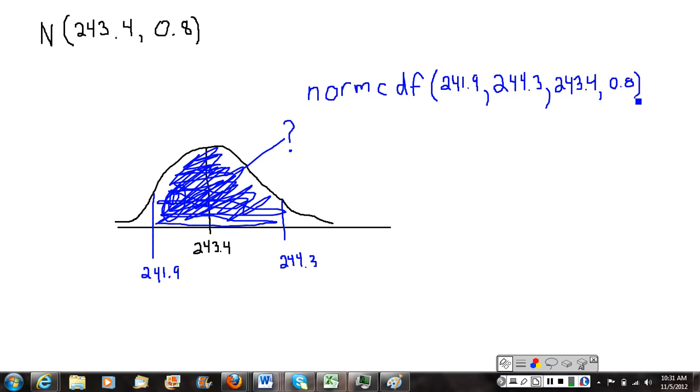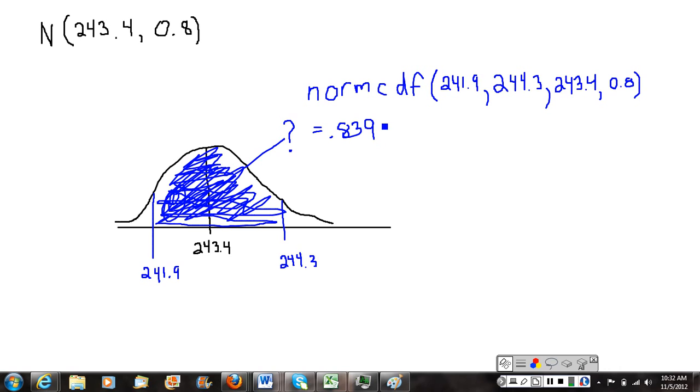And then we're going to go ahead and put that in our calculator. So let's see what we get. If we do second VARS, normal CDF will be option 2. And then we enter those numbers, 241.9, 244.3, 243.4, putting commas between each of them, and 0.8. And then I hit enter. And the number I'm getting there is 0.839. So let's write that in. So this is going to be equal to 0.8393.